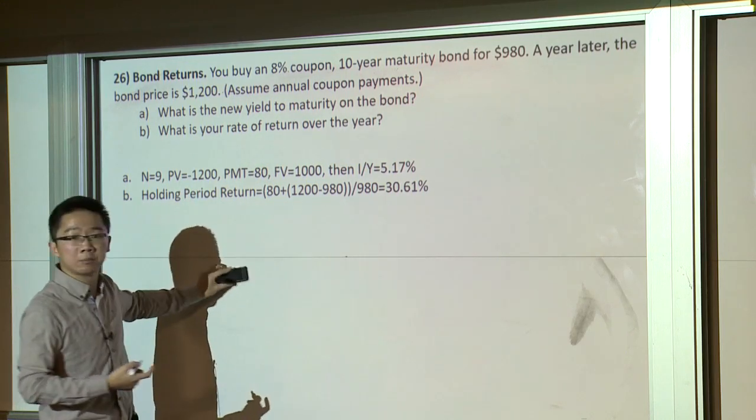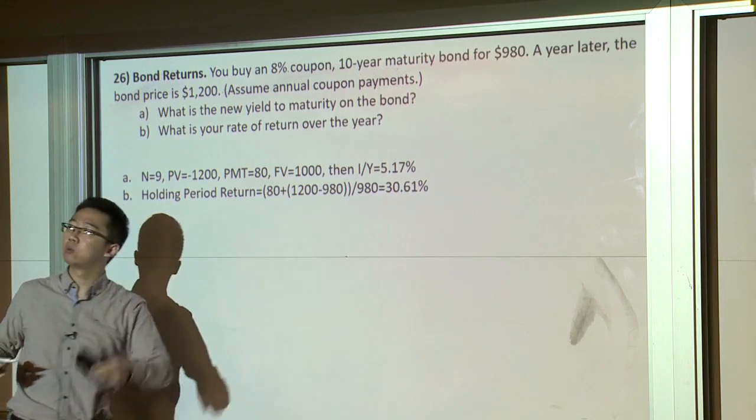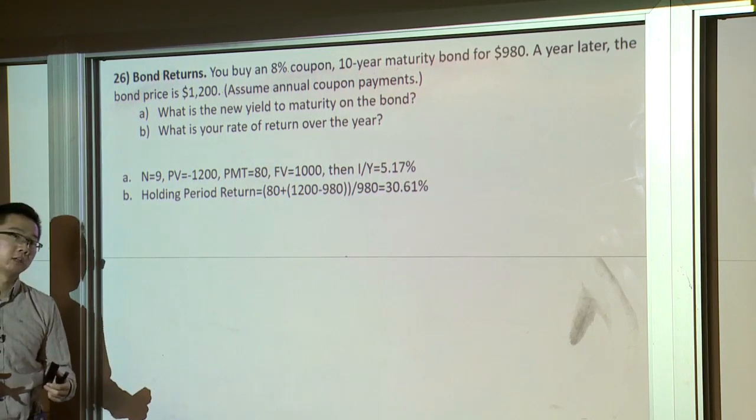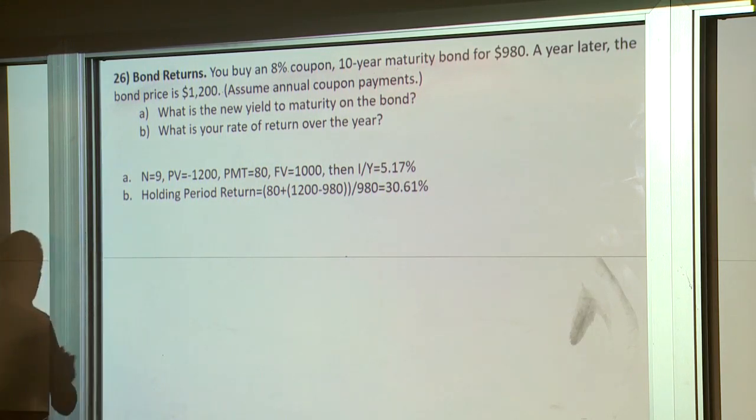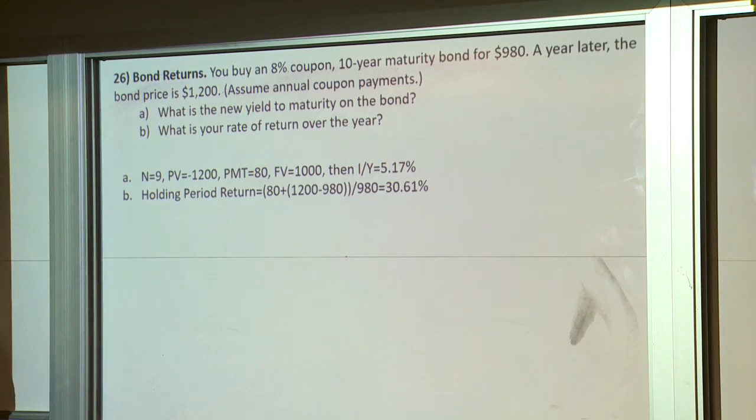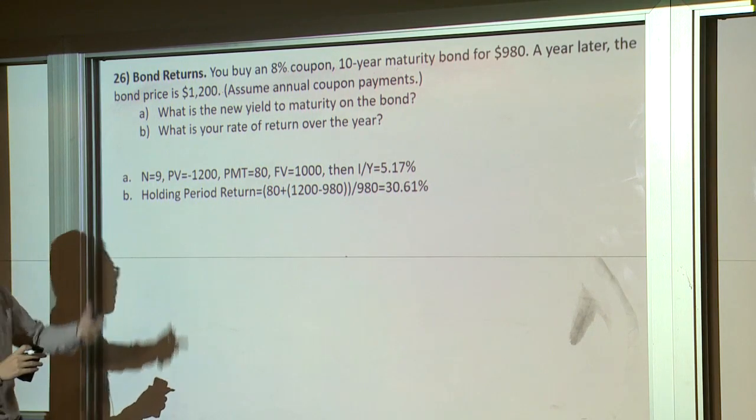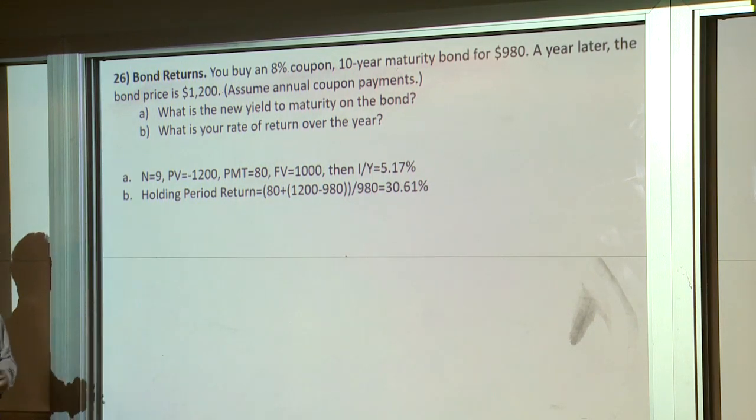So what is your rate of return over the year? It asks you the holding period return. So you hold it for 1 year, you got some return. And that return has 2 parts, 2 components. First is the current yield. The fraction of return that you get from the current income, which is coupon. The other is capital gain yield. The return that you get from the price appreciation. It could be positive, it could be negative, depending on how your bond price compares with the face value.